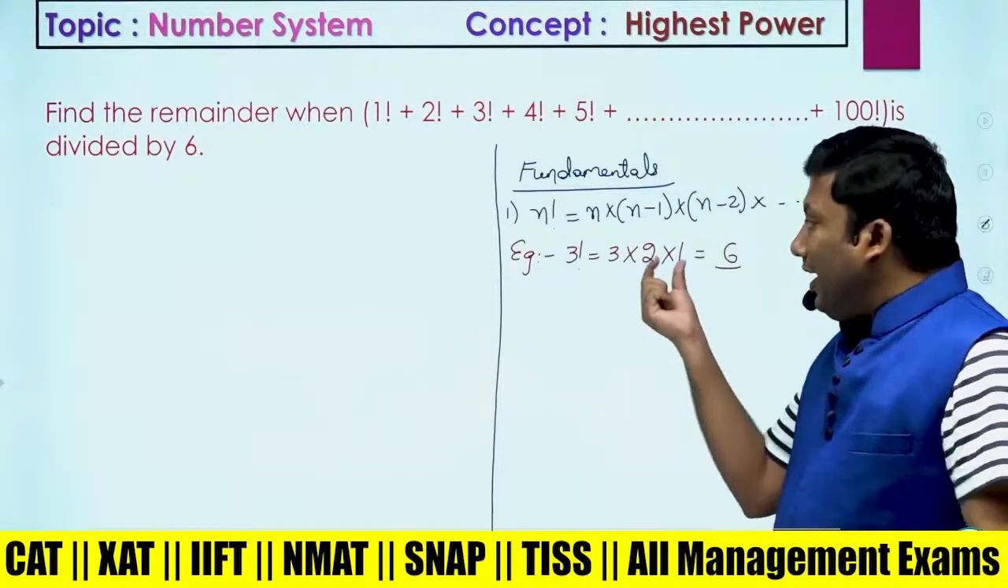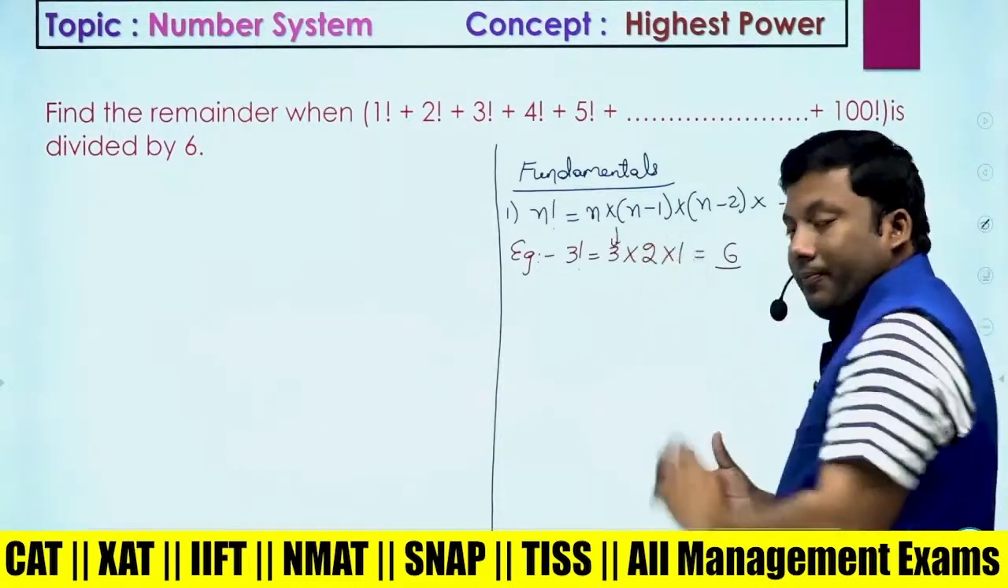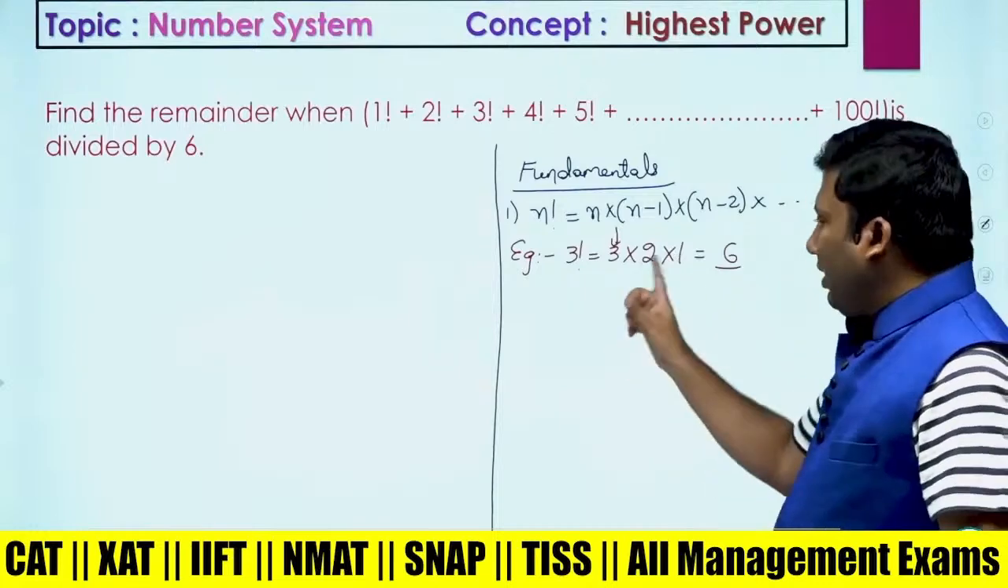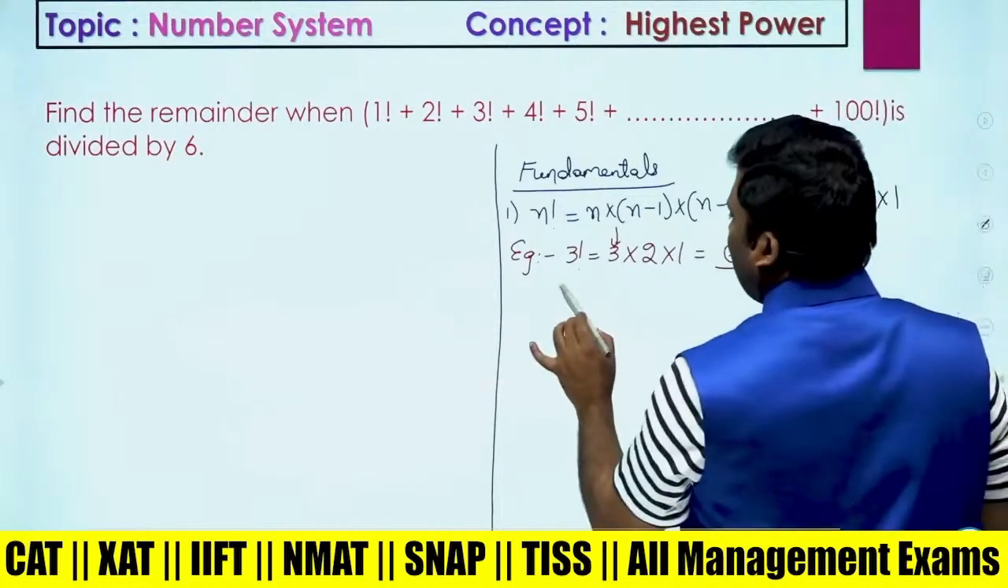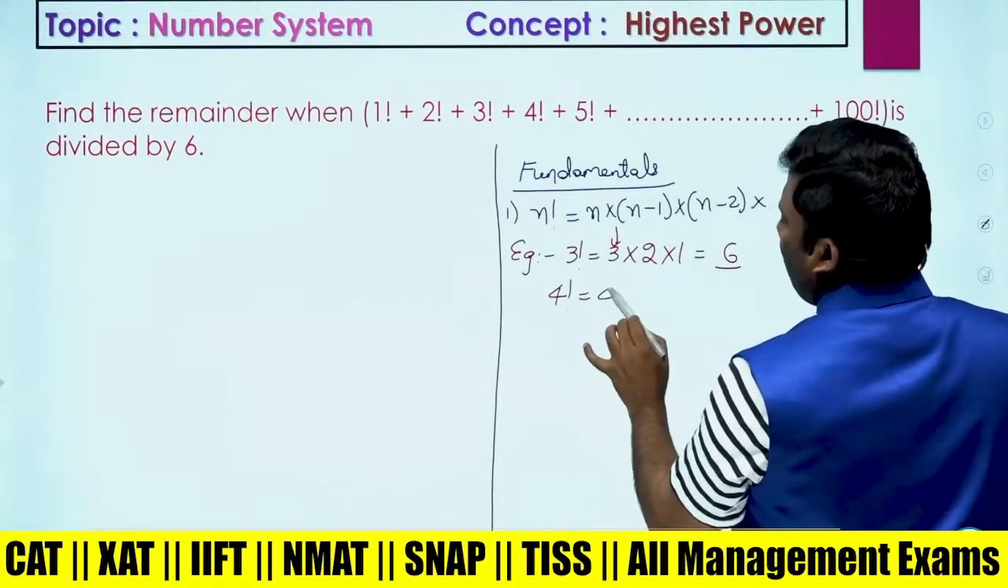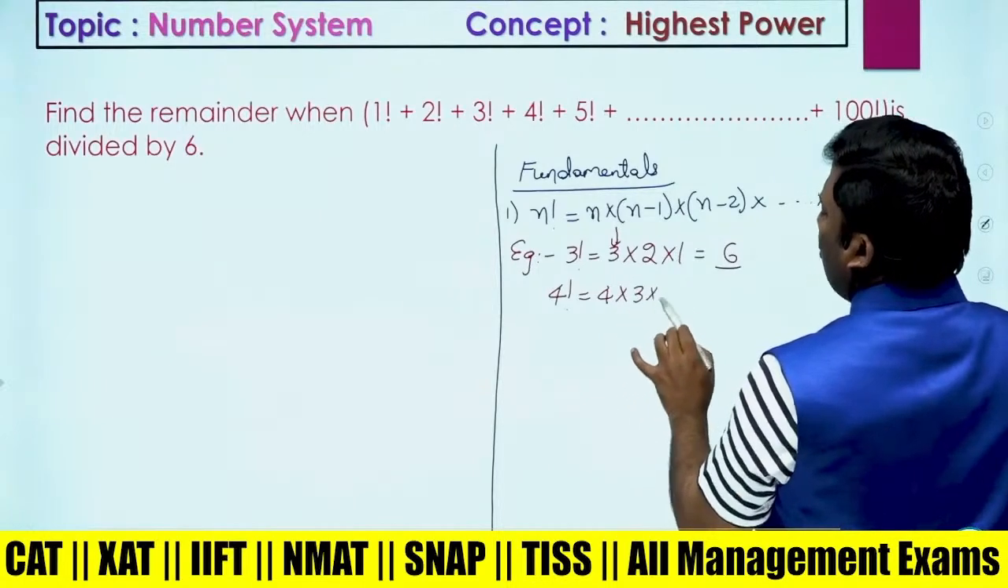3 factorial contains a prime number 3. Make a note of it. That means 6 is divisible by 3. 4 factorial: 4 into 3 into 2 into 1.